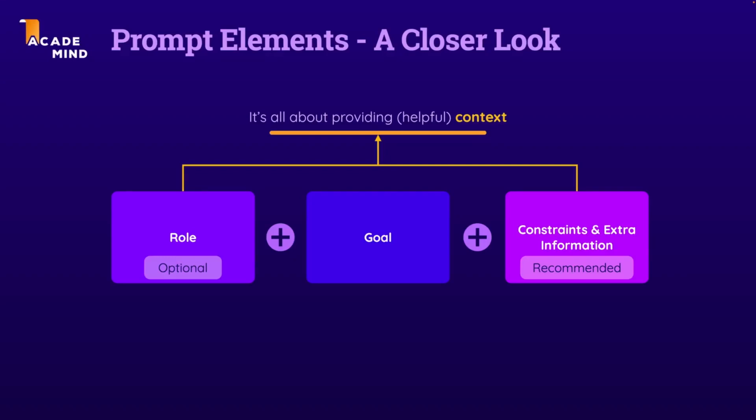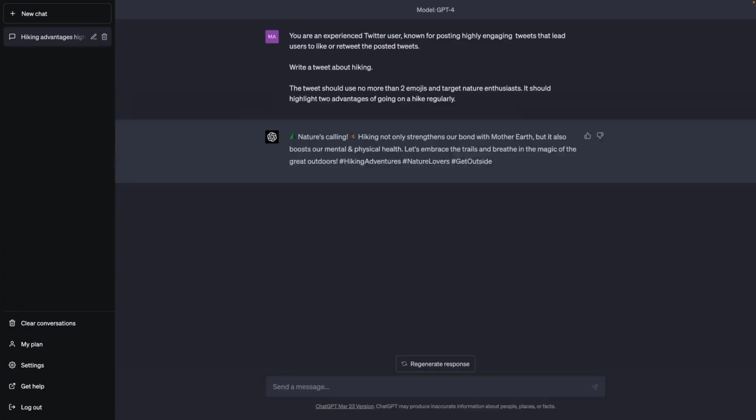So context is important, and you learned that you can add context by adding roles and constraints or extra information. Using this basic strategy and keeping those core elements that make up prompts in mind will often lead to great results. But no matter how good the results are, the first result you get from ChatGPT might not be exactly what you're looking for.